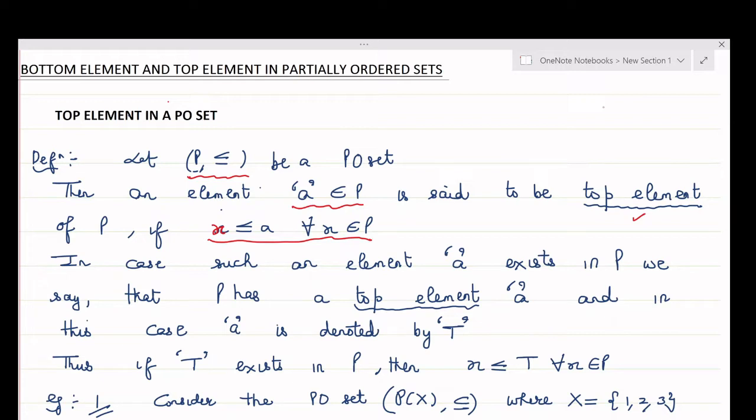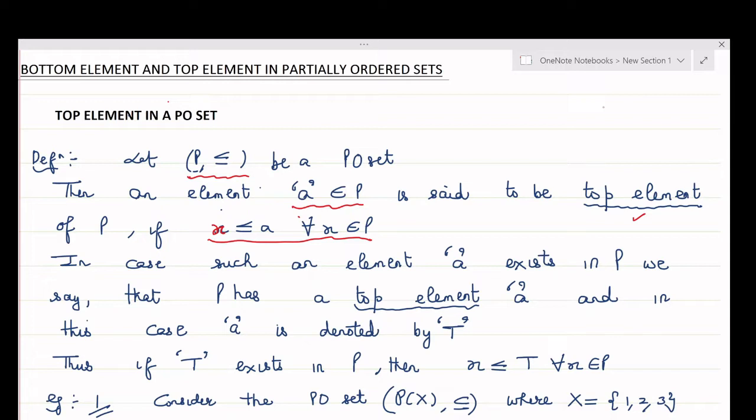So if you try to draw the Hasse diagram for the partially ordered set P, because A is greater than every element of P, A will be at the top and every element of P will be lower than A. And in that sense, A is called the top element. Now it is not necessary that a given partially ordered set will always have a top element. It may have a top element, it may not.